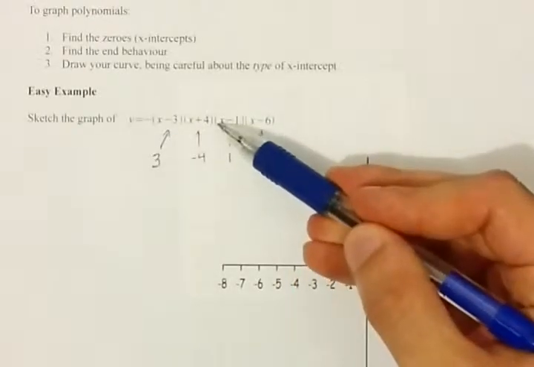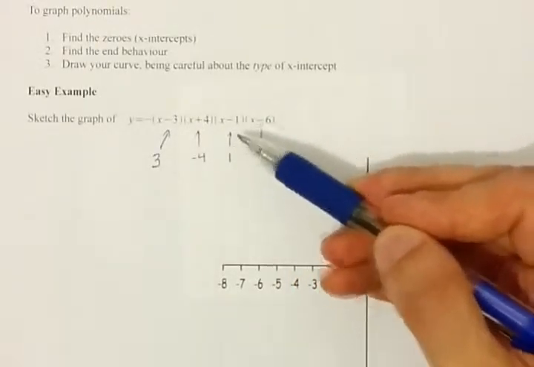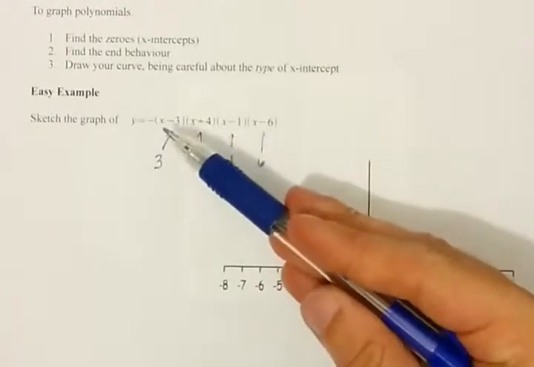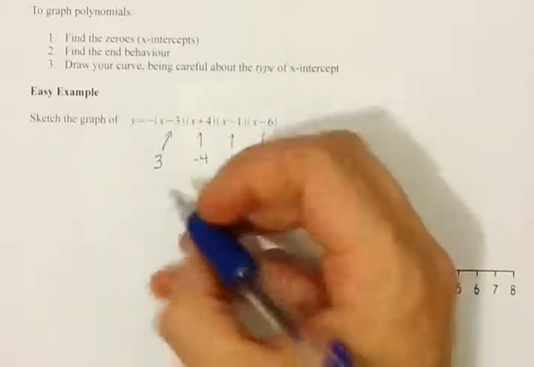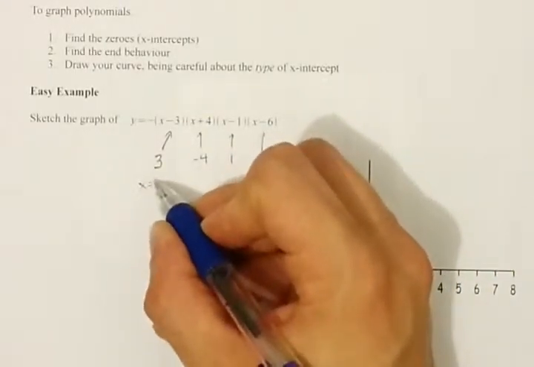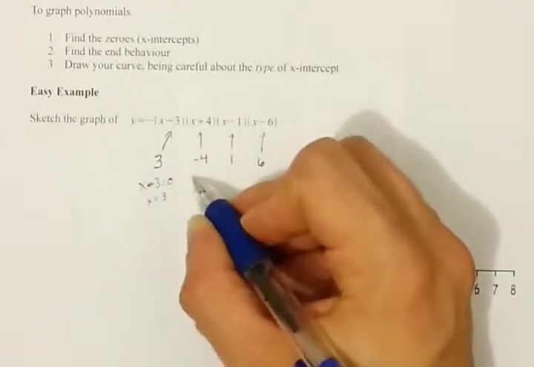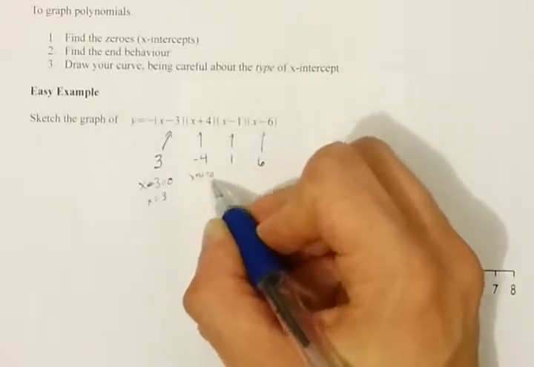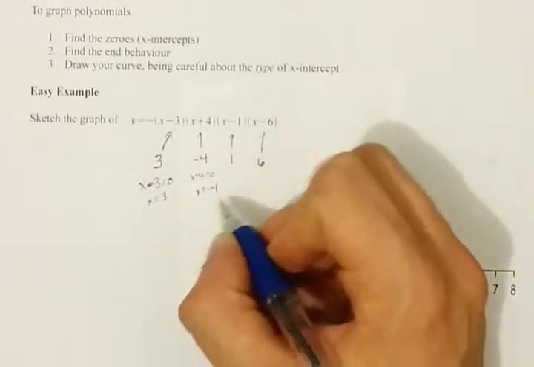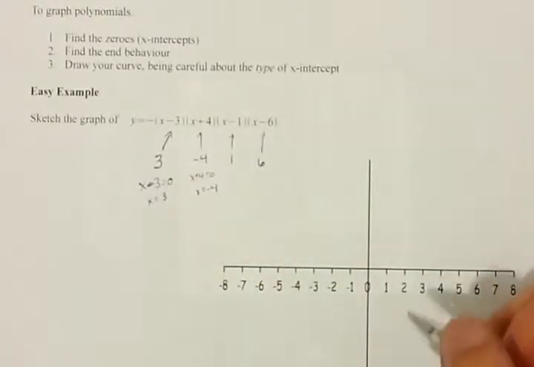Remember that? You just flip the signs. If there was a coefficient in front of x, I'd have to account for that. I'm basically just setting each of these terms equal to 0 and then solving. X minus 3 equals 0 gives me x equals 3. X plus 4 equals 0 gives me x equals negative 4, and so on and so on.